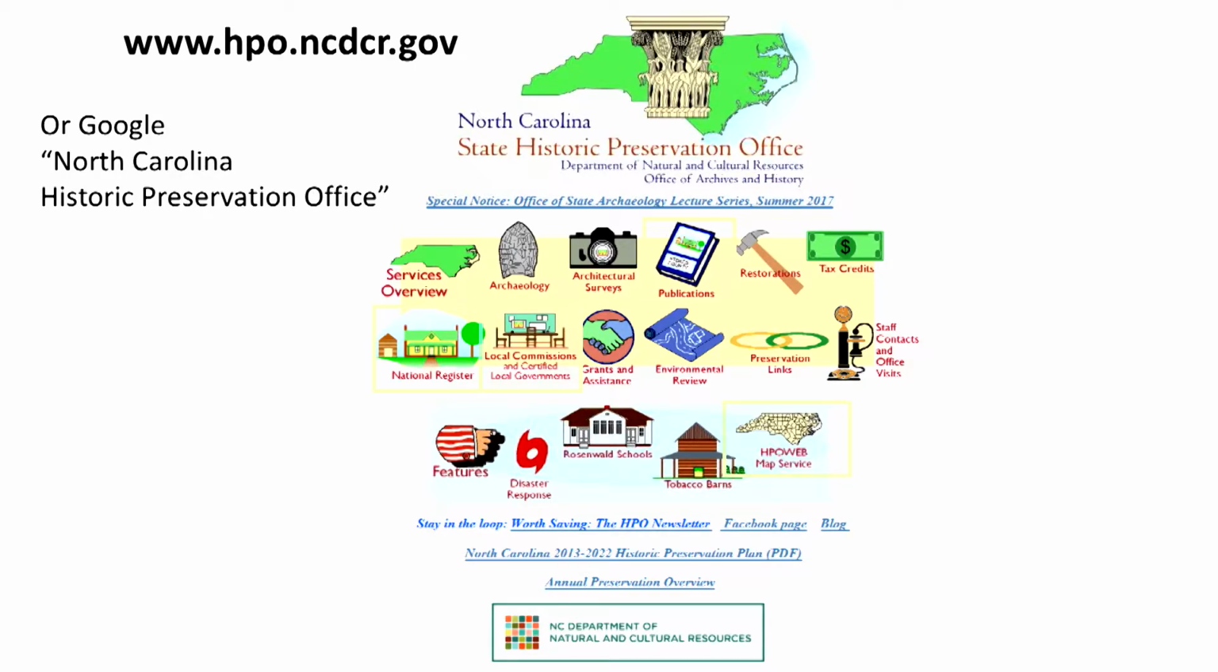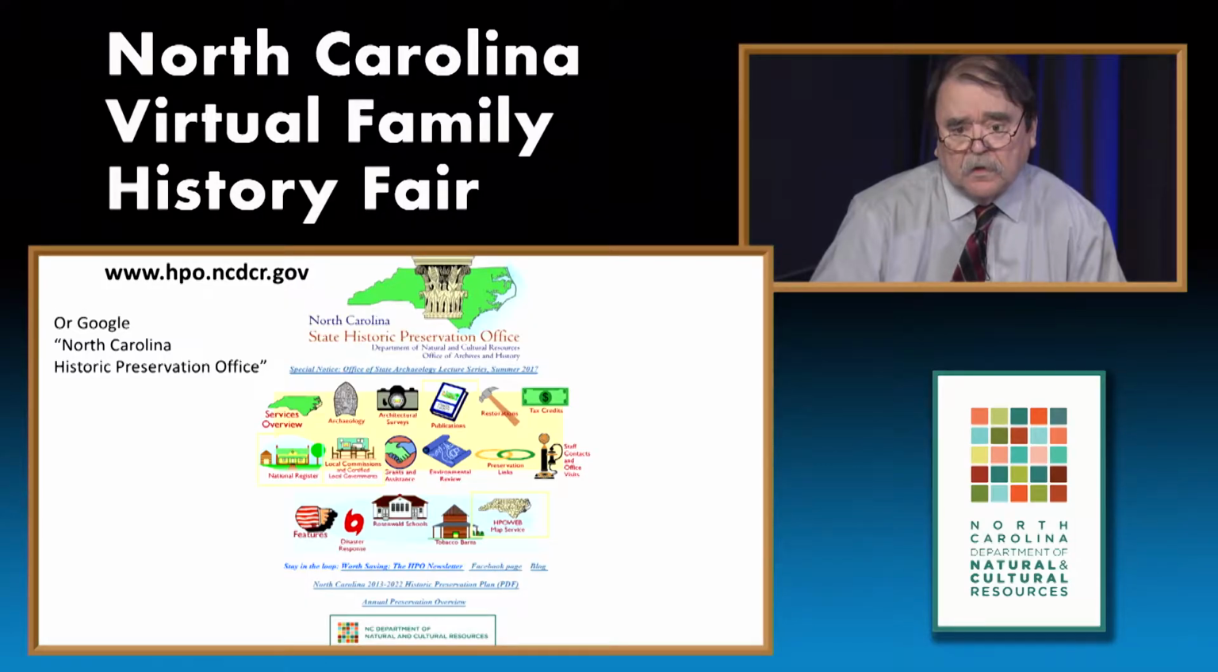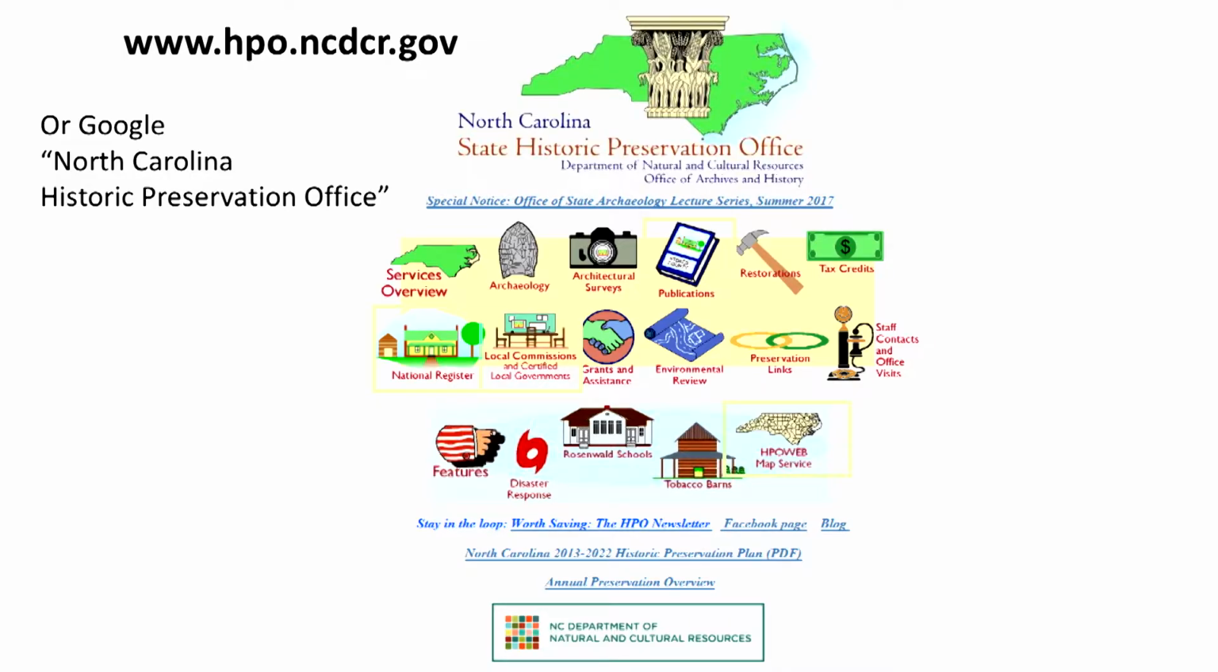I'm going to be first looking at some online resources, and we're going to do these first with screen captures. If there's time after I go through that, we'll do a quick live demonstration of some of these features. Our starting point is the North Carolina State Historic Preservation Office homepage. You can just Google North Carolina Preservation Office and probably find it at the top.